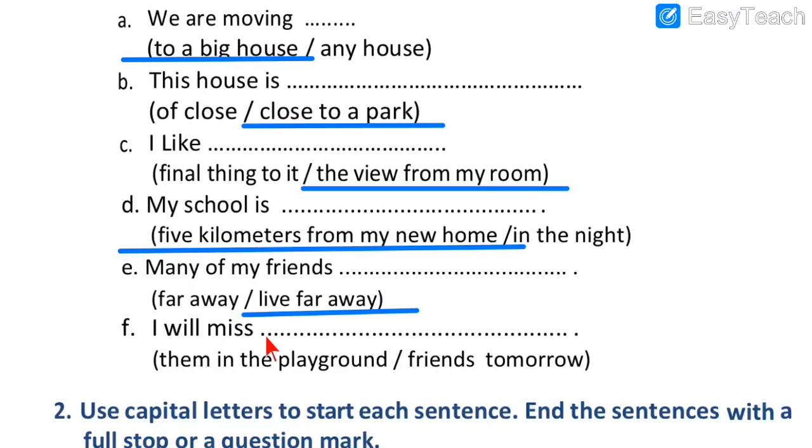Last one: I will miss dash. What will you miss? I will miss them in the playground, or I will miss friends tomorrow. So which one do you think is correct? The correct one is the first one. I will miss them in the playground. So let us mark the first one. We have an object, and we have the verb miss, will miss. It is in future tense because we have the word will.